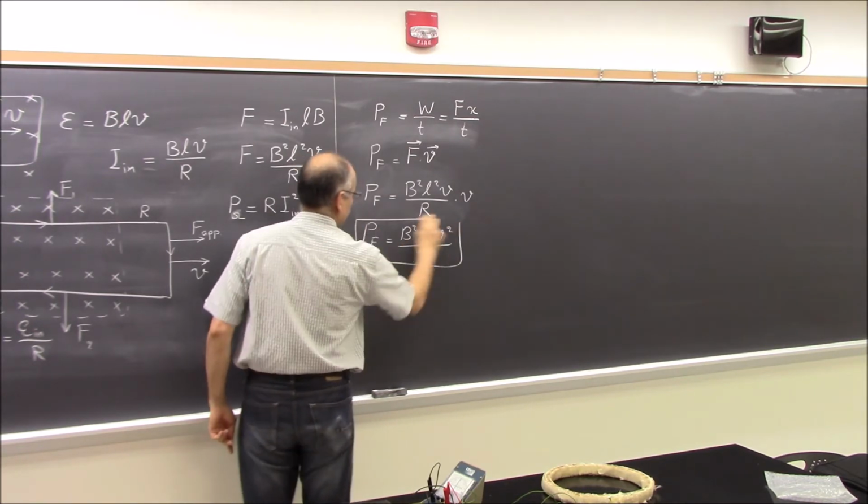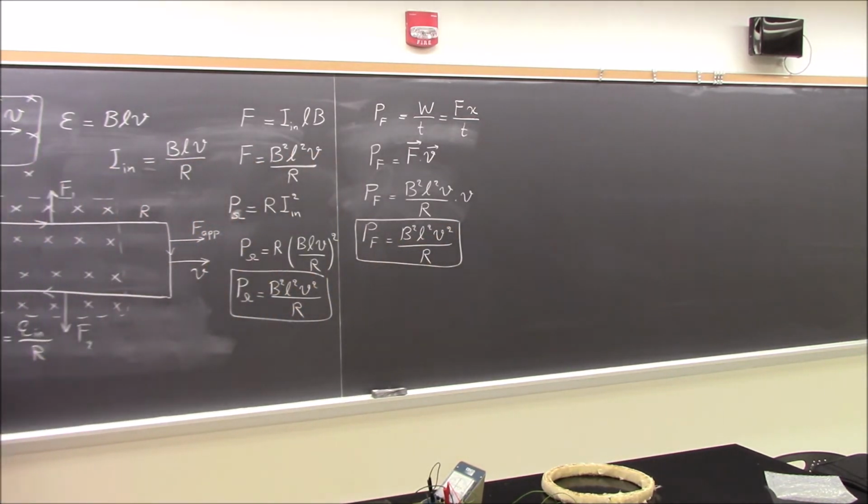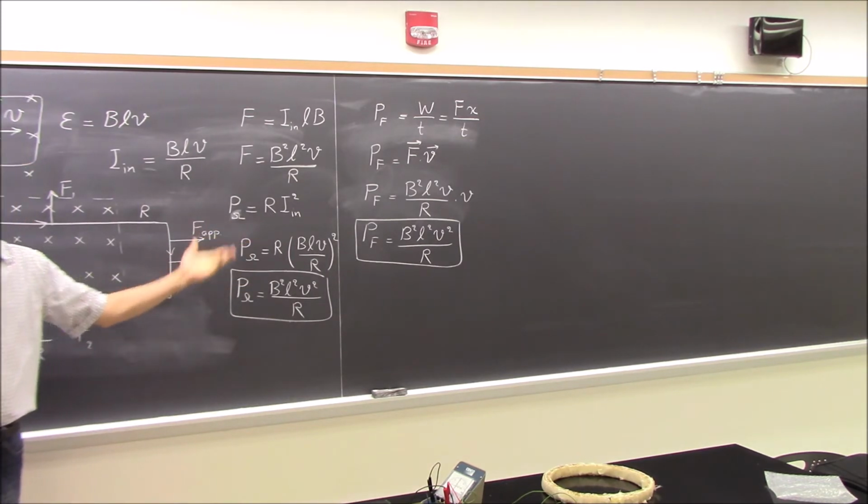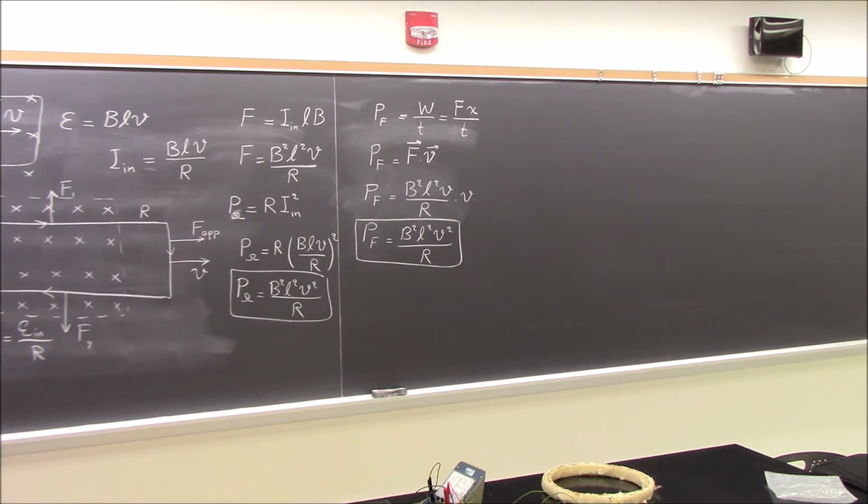And you see the conservation of energy. The energy that is dissipated in the loop is the energy that whatever is moving it is putting in. That's conservation of energy. And the forces have to be the same if you move something at constant speed.